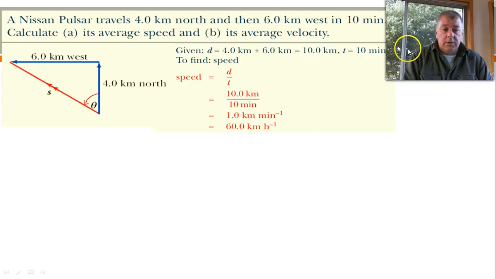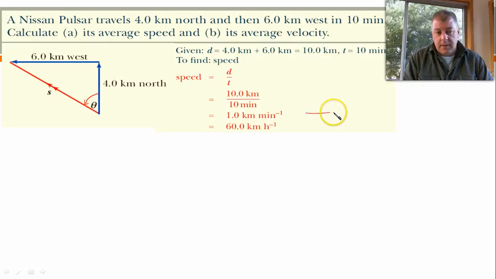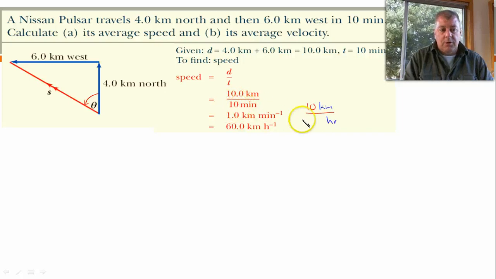Now, if we wanted, we could have given our answer in kilometers per hour. So we would have just had our 10, let's change the color here. Let's go blue. Let's go 10 kilometers. And to get our time into hours, how do we convert 10 minutes into hours? Well, we need to know the fraction that 10 minutes represents of an hour.